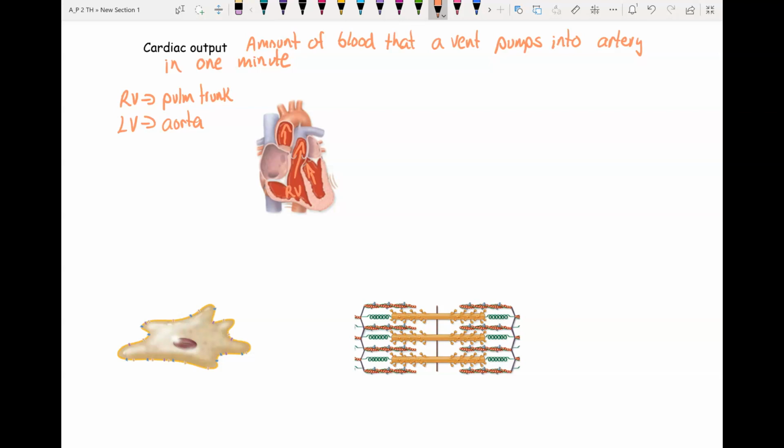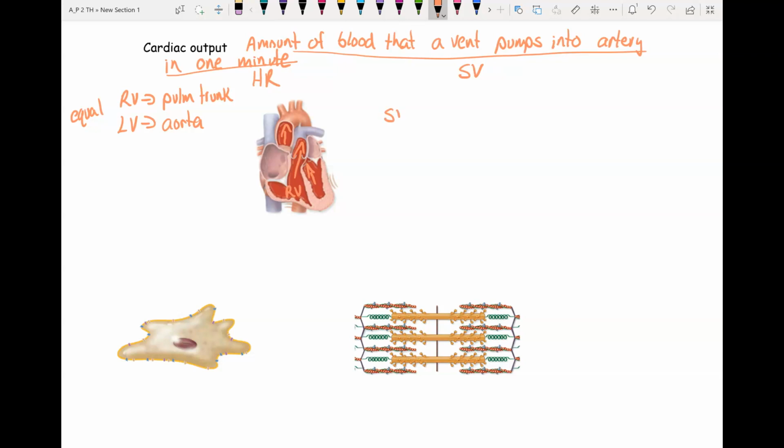Ideally, these will be equal to each other. And later we'll talk about what happens if they're not equal to each other. But in a healthy person, these two ventricular cardiac outputs are equal. So let's think about what determines cardiac output. It's the amount of blood the ventricle pumps into an artery. Well, that should sound familiar to you. That is your stroke volume. And in 1 minute, that has to do with your heart rate.